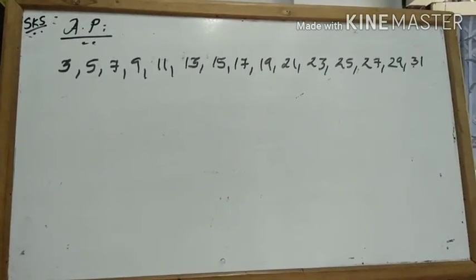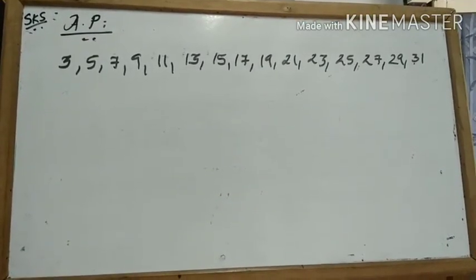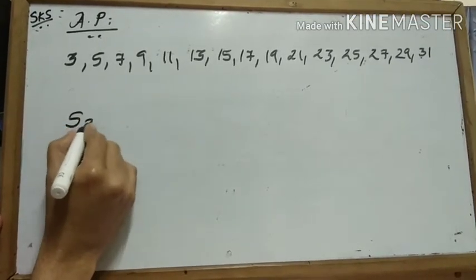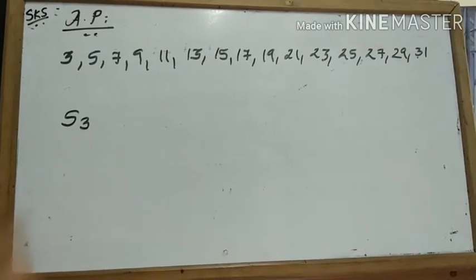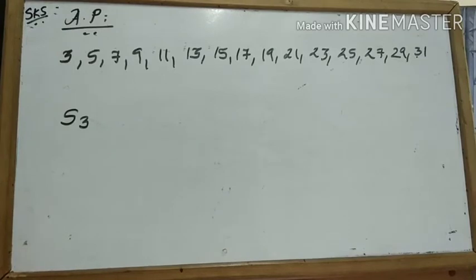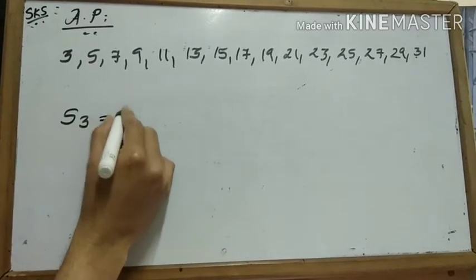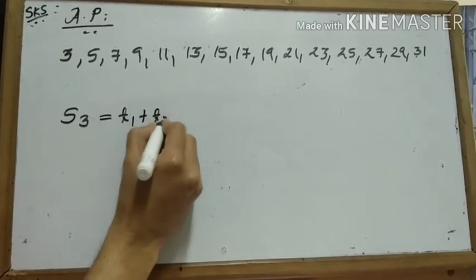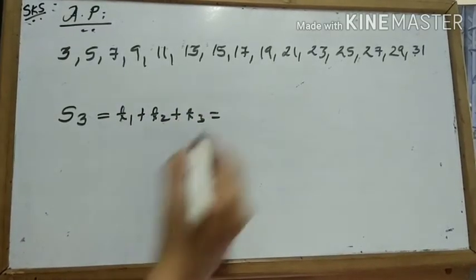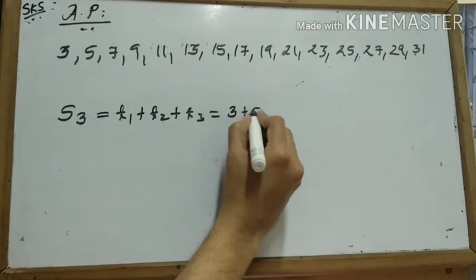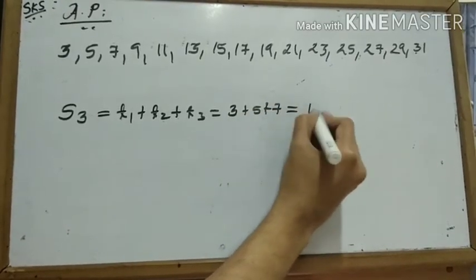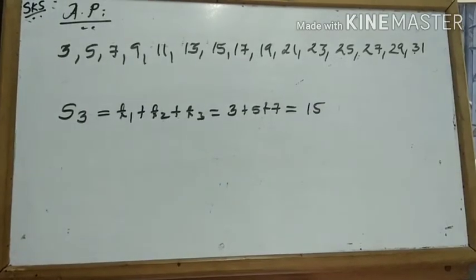Dear friends, we'll see the sum of certain terms of an AP. When I say the sum of certain terms, for example, if I am asking you what is S3 here. S stands for sum and 3 stands for the number of terms. The question is asking for the sum of the first 3 terms. When they ask the sum of the first 3 terms, it is T1 plus T2 plus T3. So what will be the value over here? 3 plus 5 plus 7: 8, 13, 15. So S3 will be equal to 15.